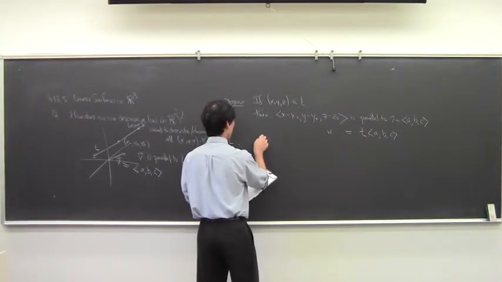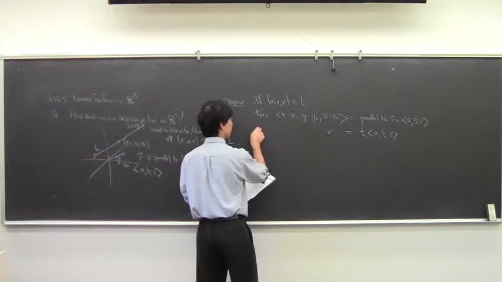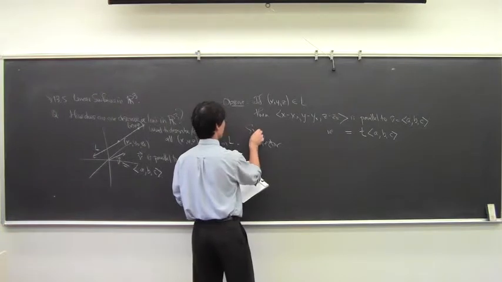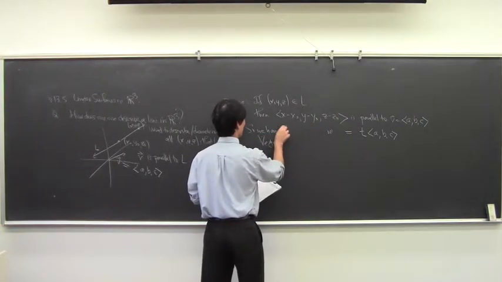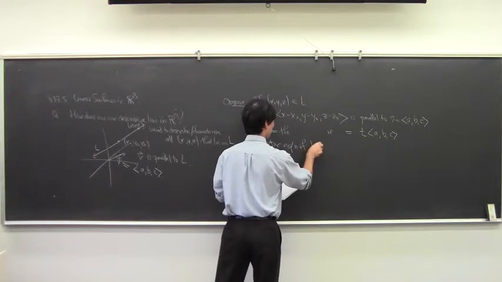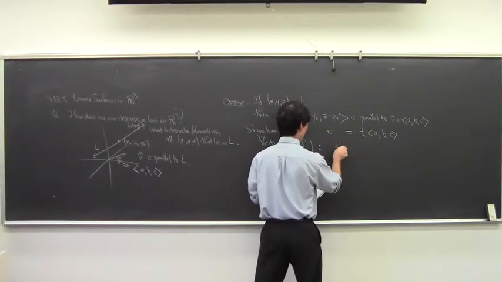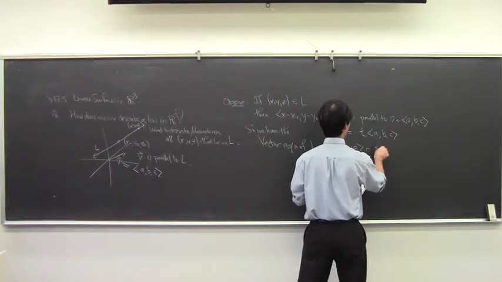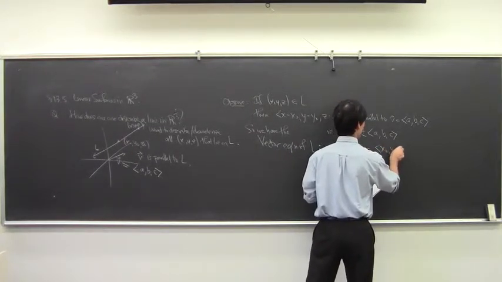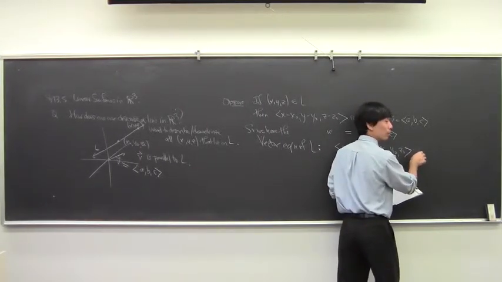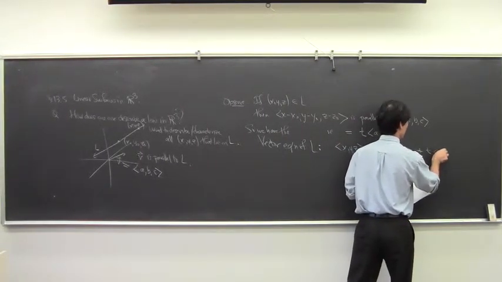That gives the vector equation of L. X, Y, Z must be x naught, y naught, z naught plus t times ABC.